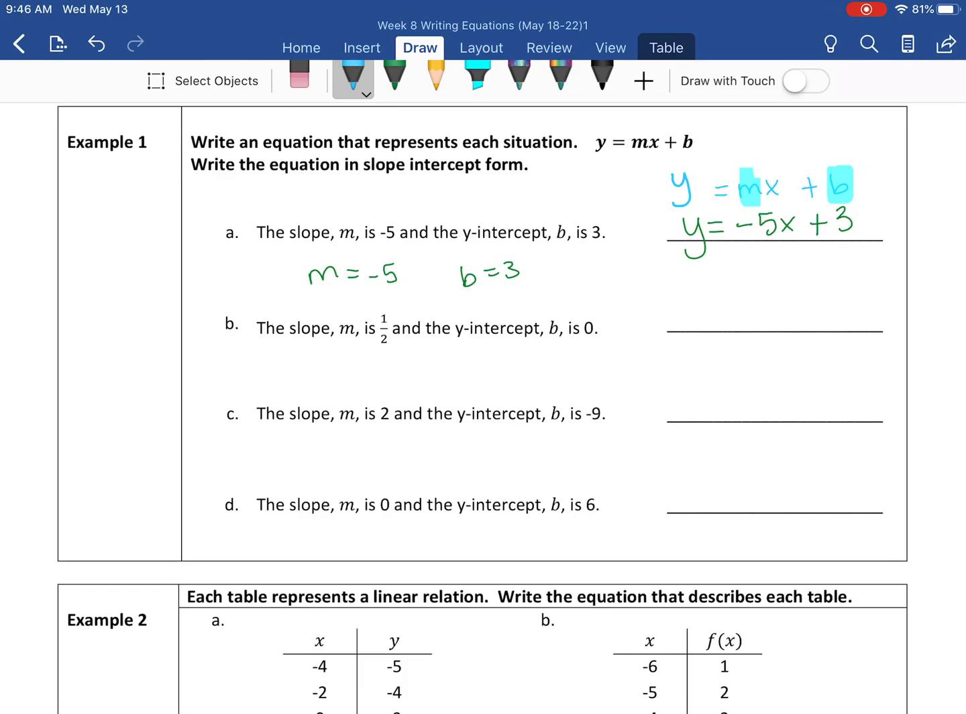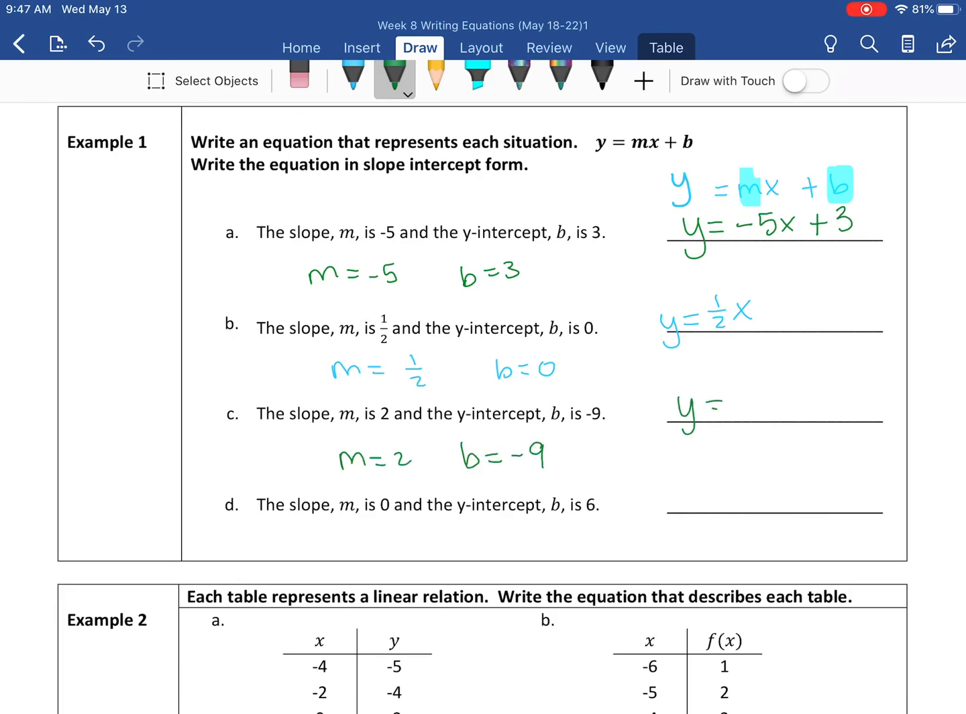So looking at letter B, the slope m is 1/2 and the y-intercept b is equal to 0. Well, we would have y equals 1/2 x plus 0. Plus 0 doesn't really add anything, so we could write plus 0, or we could just leave it as y equals 1/2 x. Looking at letter C, m is 2 and the y-intercept is -9.